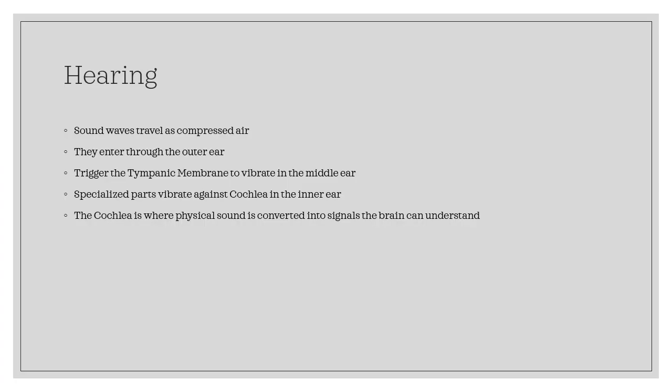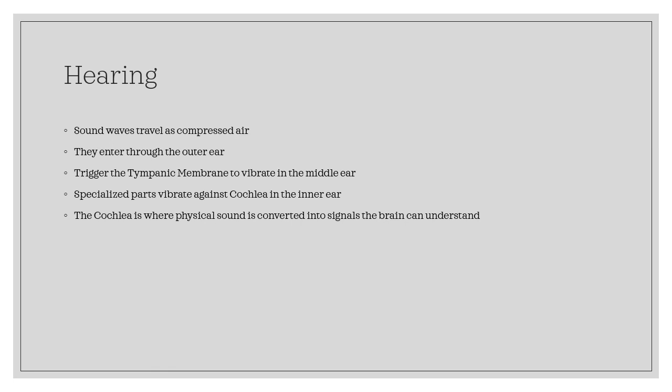As sound waves travel, they are compressing and decompressing the air around us. Utilizing the shape of the outer ear, they are funneled into the ear canal. This triggers the tympanic membrane to vibrate specialized bone within the middle of the ear. These bones then move to vibrate an oval window, leading to the cochlea in the inner ear.